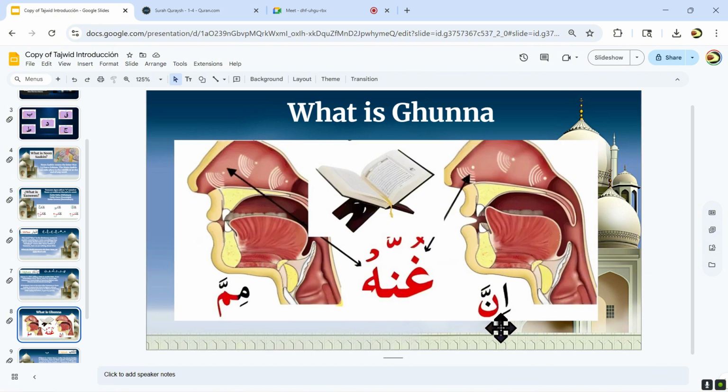So check out this word. Inna. The whole top lip and the whole nose is vibrating. Inna. Yeah. And check out the mimma. Mimma. Same thing. Vibration on the nose, vibration on the top of the lip. That vibration is called ghunna.